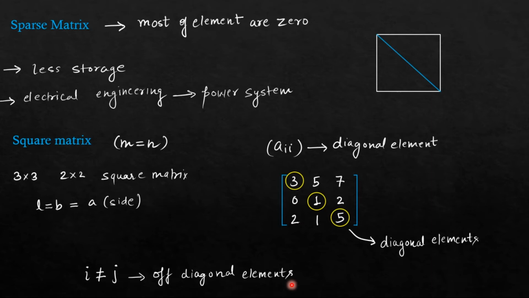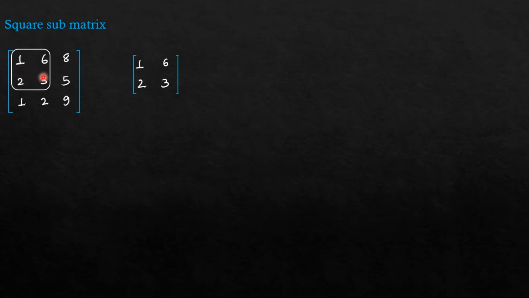Is it fine? Next we have a square submatrix. We can find out the submatrices of a square matrix, like I will show you how. Submatrix means a matrix whose elements are a part of the original matrix, but its order is less than or equal to the original matrix. If I give you a matrix whose elements are 1 6 8, 2 3 5 and 1 2 9. Now here if we consider another matrix out of this, that is 1 6, 2 3. So this is a submatrix, and this is also a square submatrix.